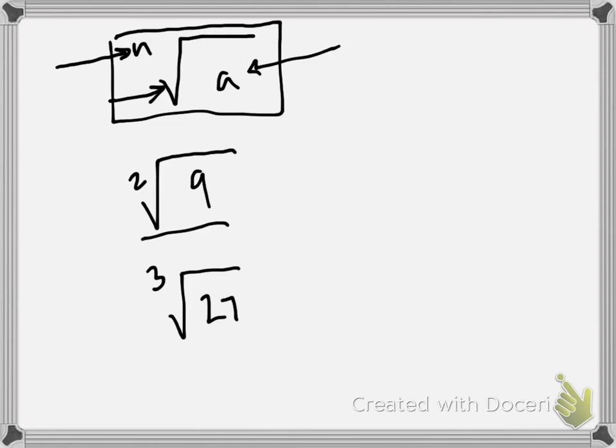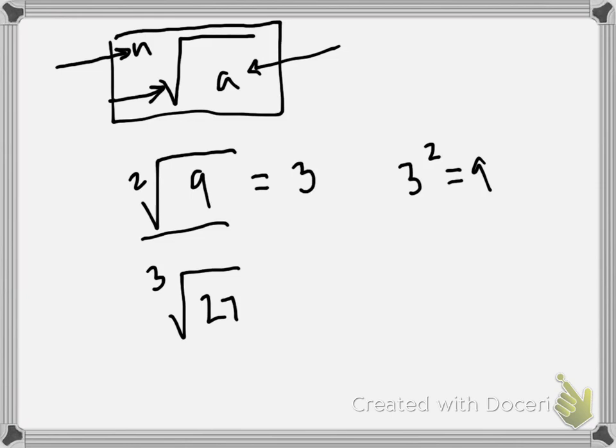So the square root of 9 is equal to 3 because 3 squared is equal to 9. What we're looking for here is something that we take to a power equal to our index that gives us our radicand value. So 3 squared is equal to 9, and so the square root of 9 is equal to 3.